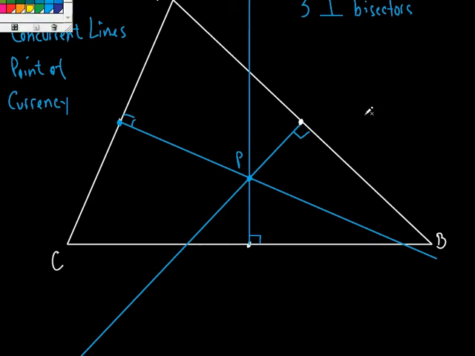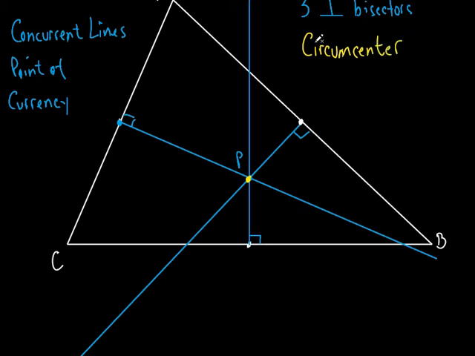Let's do this in yellow. So this point right here that's formed by 3 perpendicular bisectors is called the circumcenter. All right, and that is important to know. That's very important to know. So what is the circumcenter? It's the point that's formed by 3 perpendicular bisectors on a triangle. Everybody hear what I said? So the circumcenter is that actual point right there, point P.